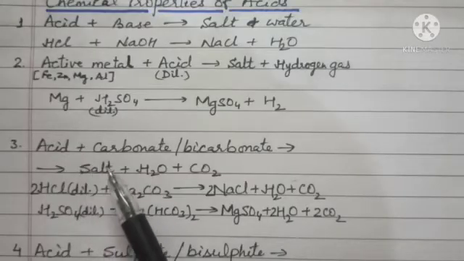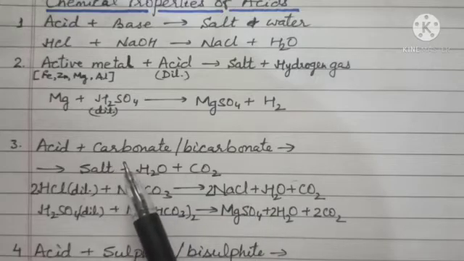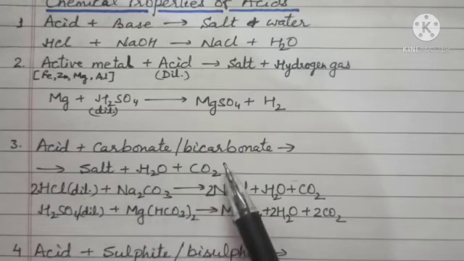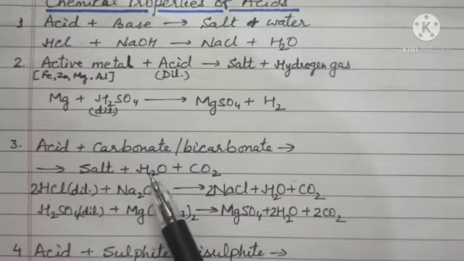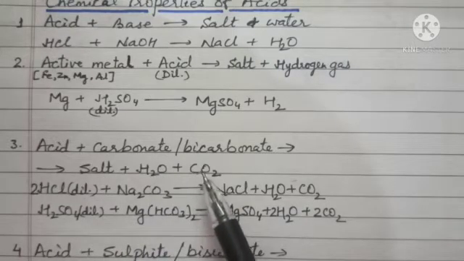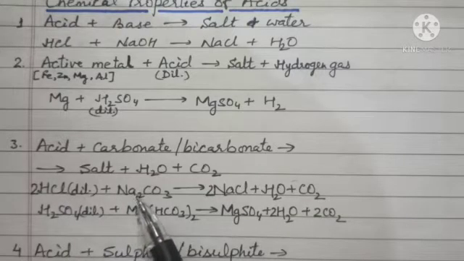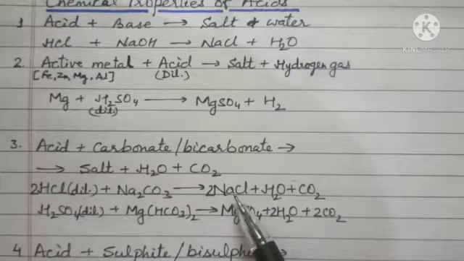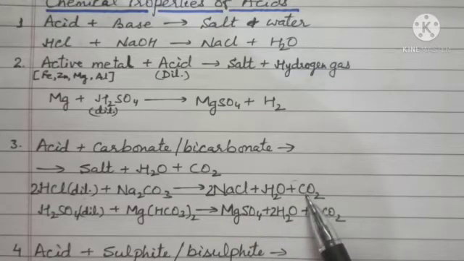When acids react with carbonates or bicarbonates, means when acids react with metallic carbonates or metallic bicarbonates, then they always form salt, water and carbon dioxide gas. For example, when dilute hydrochloric acid reacts with sodium carbonate, it always gives you what? Sodium chloride, water and carbon dioxide gas.